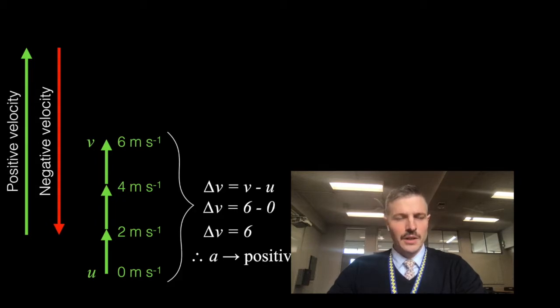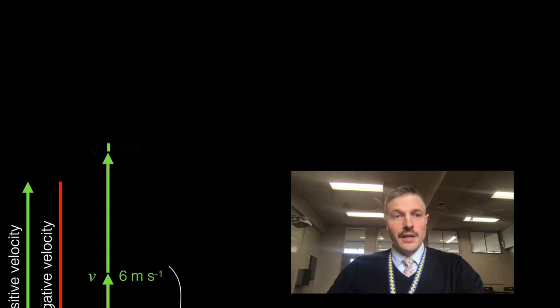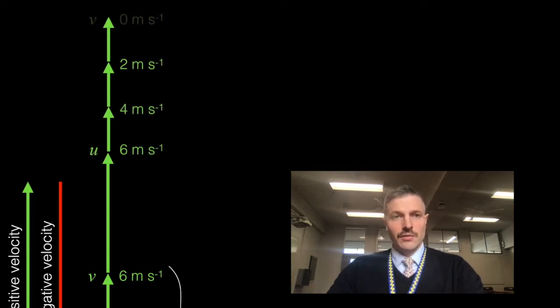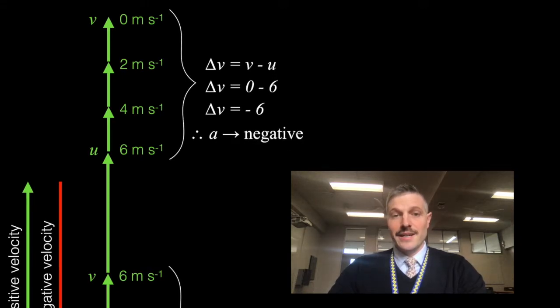So I continue now traveling in the positive direction, and then I'm at 6 and I slow down to 0 meters per second. So now I have a final velocity of 0 and my initial velocity was 6. So my change in velocity is now negative 6. Therefore I'm going to have a negative acceleration.